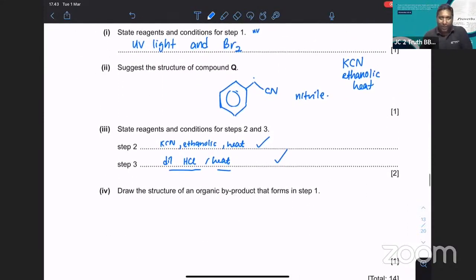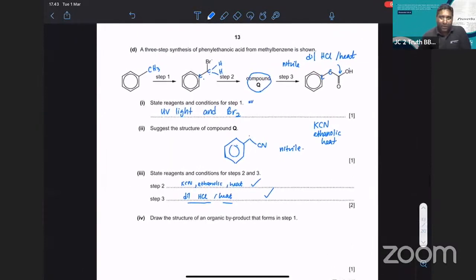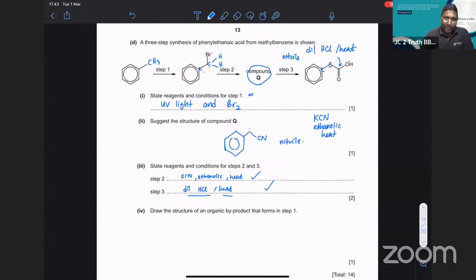Now draw the structure of the organic byproduct that forms in step number 1. Step number 1 is still free radical substitution. If they say organic byproduct, remember that free radical substitution can continue to react, so most probably they want one byproduct. Let's draw one byproduct.